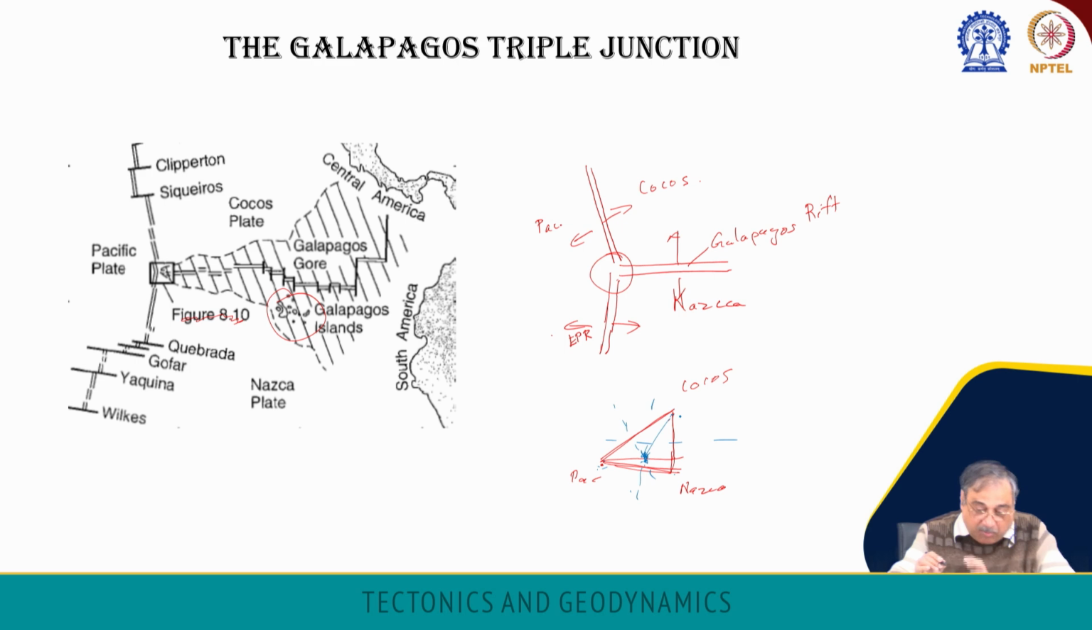But the most important thing is it would always be a stable triple junction, because it's a ridge triple junction. So we can actually see one in nature in which we have an actual triple junction which is stable. It's a ridge triple junction. So the famous Galapagos triple junction is one of the ones that we can use to understand this.